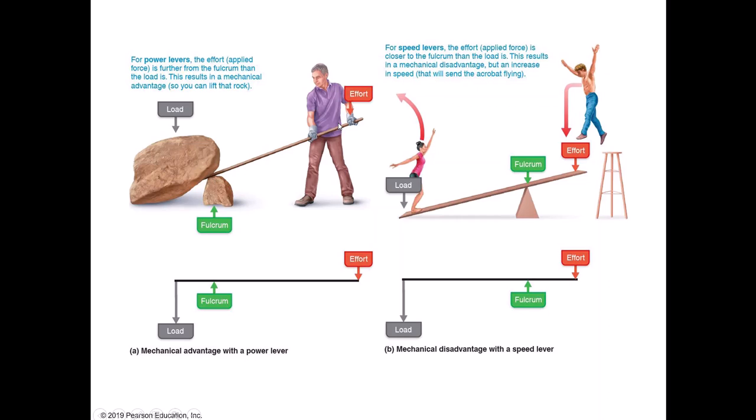Now, conversely, speed levers, the load is further away from the fulcrum. The effort is applied fairly close to the fulcrum, and so we lose some force, but we gain a lot of speed. And so in this instance, the person jumps down, and the acrobat's going to fly up in the air and go at really quite a high speed.